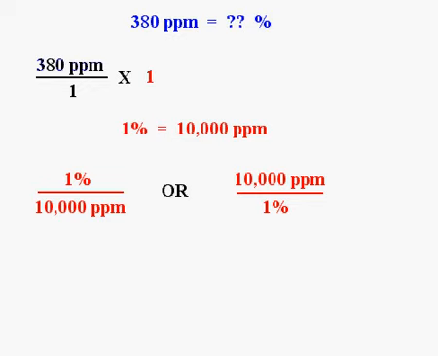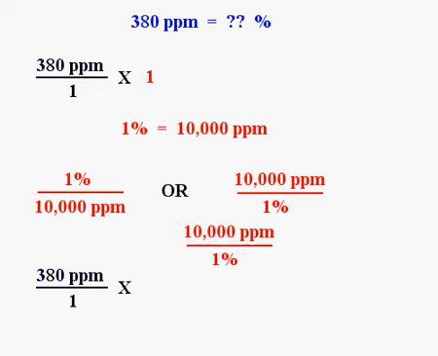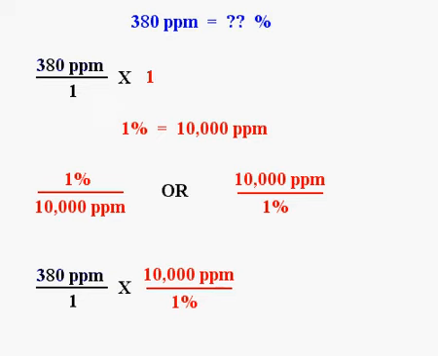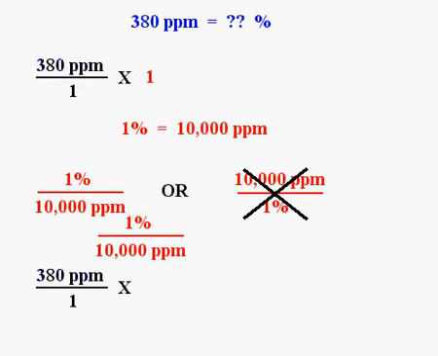That also equals 1. Now the question is, which fraction do we use in the conversion? Well, let's suppose I use the second fraction, 10,000 parts per million over 1%. If I took the number I have, 380 parts per million over 1, and multiplied by 10,000 parts per million over 1%, that would give me a number, but the number wouldn't mean much because the units parts per million don't cancel. I want the units parts per million to cancel, so I'm left with percent. That means I need to use the first fraction.